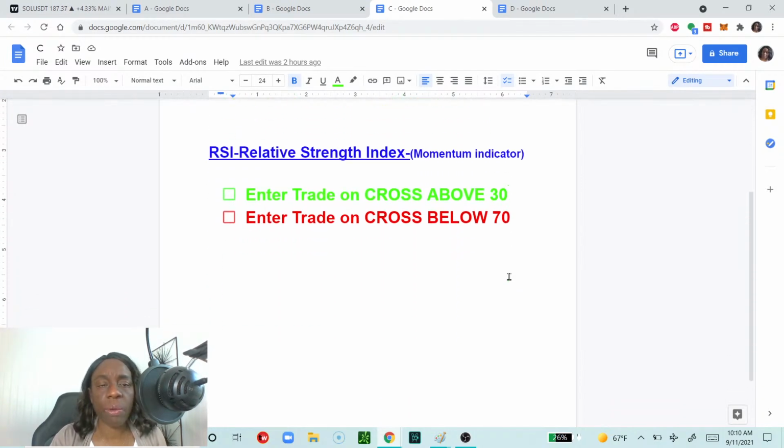On the other hand, with the RSI, the relative strength index, we're looking to enter into a trade when there is a cross above the 30 line. I'll say that again. We're looking to enter into a long position when there is a cross above the 30 line. And we're looking to enter into a short position when there's a cross below the 70 line. So I'm going to go to the charts just to try to simplify all that.